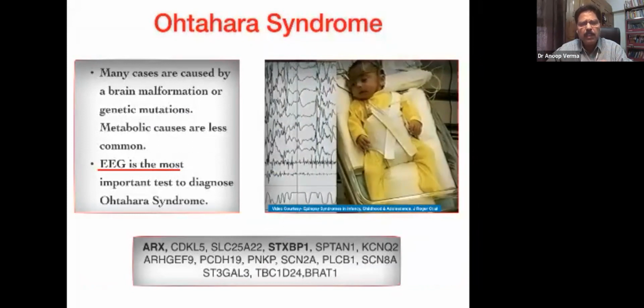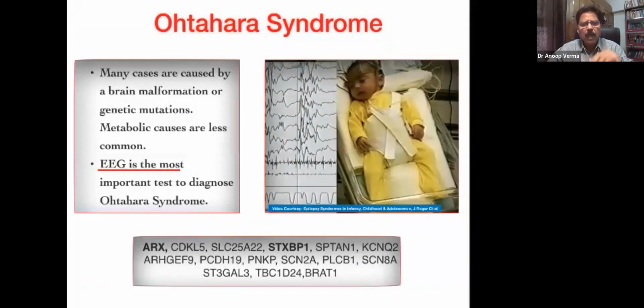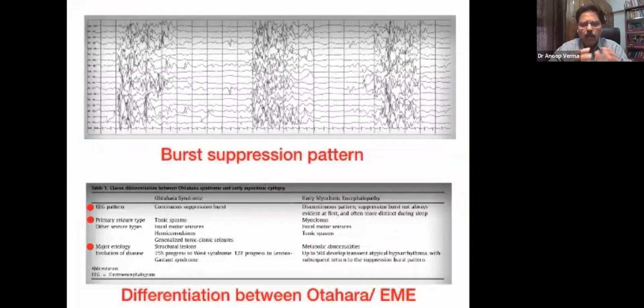A lot of genes have been implicated in Ohtahara syndrome, and you have to differentiate whether you are dealing with early myoclonic encephalopathy or Ohtahara. You are seeing here the classical presentation of Ohtahara. There is a continuous burst suppression, whereas there is a discontinuous pattern in early myoclonic encephalopathy. Tonic spasm is seen in Ohtahara, whereas myoclonus is seen in early myoclonic encephalopathy. And there is a chance of a structural lesion as an etiology in Ohtahara, whereas metabolic abnormalities are seen in early myoclonic encephalopathy.